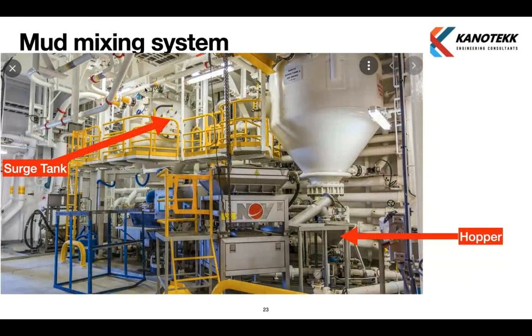The image we are seeing now is a mud mixing system. We earlier described that in the mud mixing system there will be hoppers, surge tanks, etc. We can see in the image that surge tanks supply to the hoppers. The hoppers mix into the line below the hopper, which is fed using the mixing pumps. It will go to the required pit where we are going to store the processed mud.